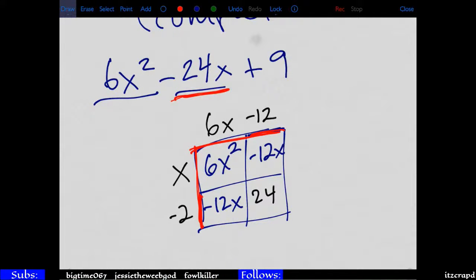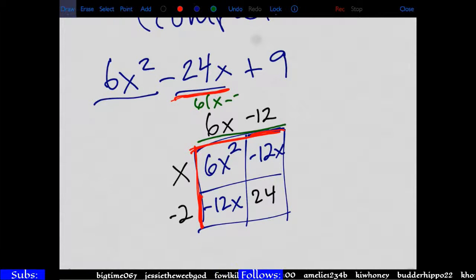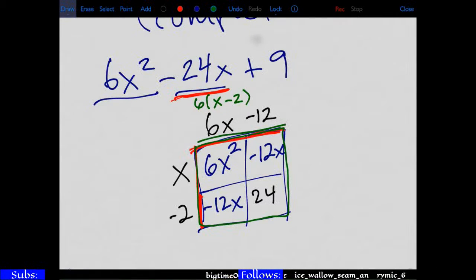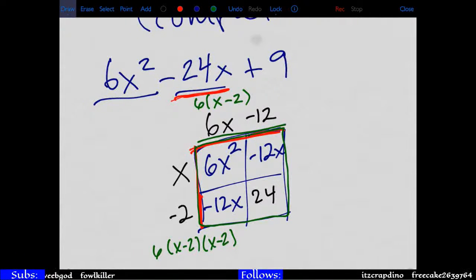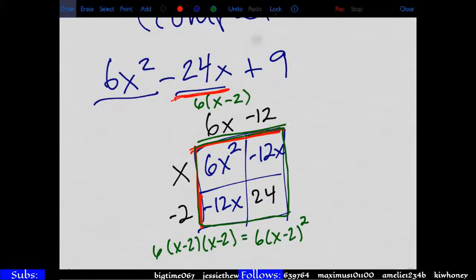From this point, it's helpful to recognize that the 6x minus 12 is the same as 6 times x minus 2. So what we have here, this area isn't really a square, it's rather 6x minus 2 squares. It's 6 times x minus 2 times x minus 2, which is 6 times (x minus 2) squared.